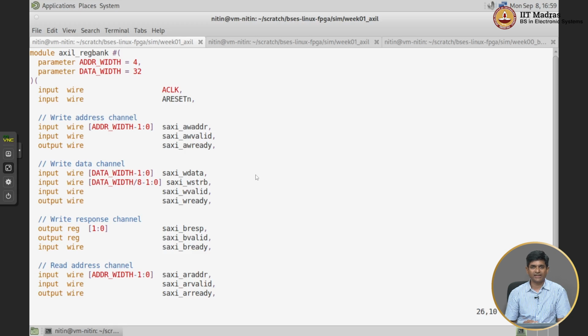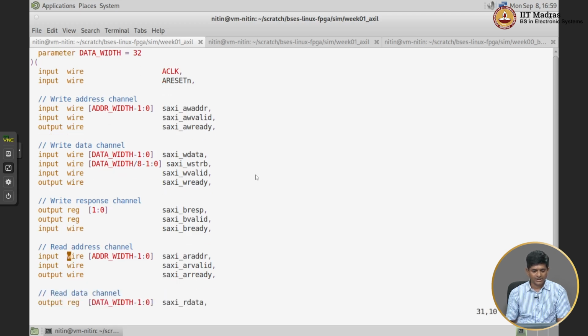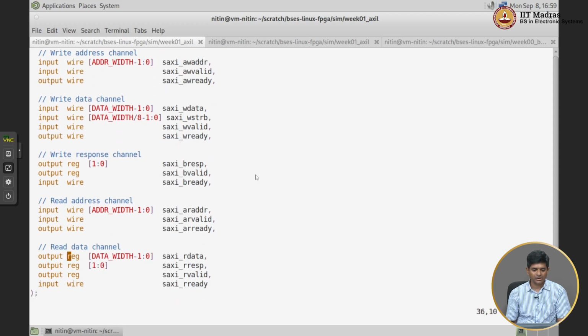The write response, on the other hand, is going back from the subordinate to the manager. And therefore, the B response and B valid are both declared as outputs. Because I will be assigning their values inside an always block, I declare them as registers as well. The B ready, on the other hand, is coming in, because that is from the manager to indicate that it's waiting for my response. Similarly, on the read side, the address is an input and the data is an output.